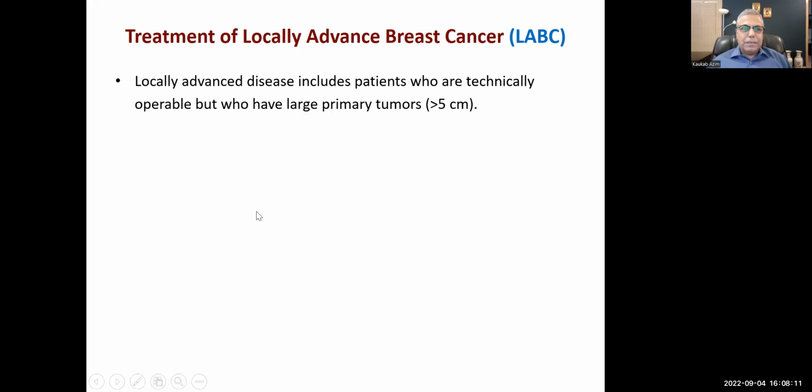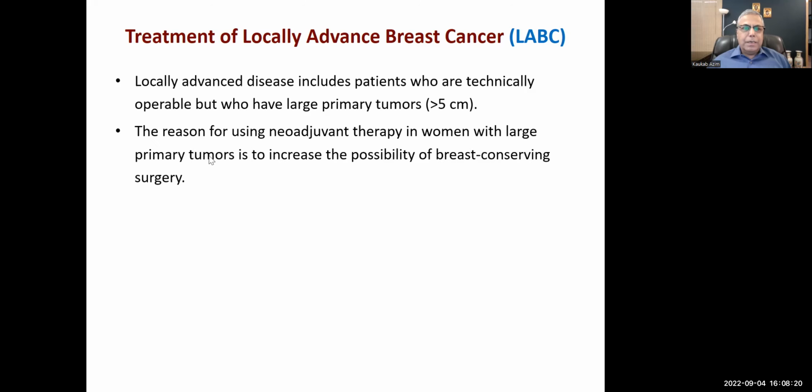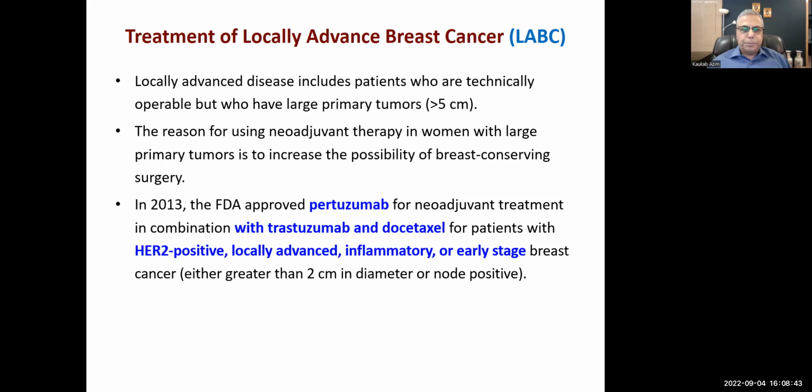So treatment of locally advanced breast cancer. A locally advanced disease includes patients who are technically operable, but who have large primary tumors more than 5 centimeters in size. The reason for using neoadjuvant therapy in women with large primary tumors is to increase the possibility of breast conserving surgery, right? So what you do is, if you find with your mammogram or with your MRI, CT scan that the tumor size is very big, you give neoadjuvant therapy to reduce the size of the tumor.